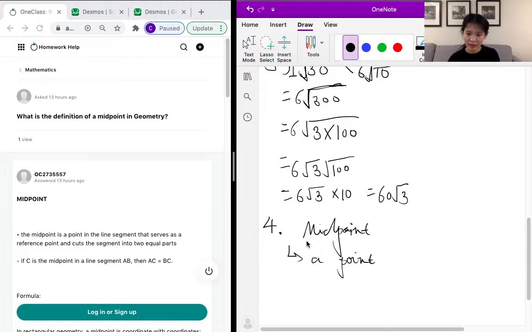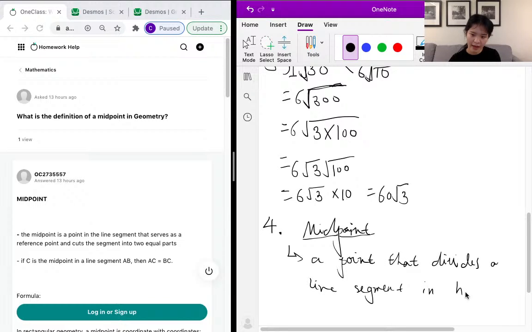But basically, a midpoint has a really logical definition, because mid is half and point is a point. So a midpoint is just a point that divides a line segment, or a line or a ray, depending on how you call it and where you're from, in half. Basically it's a point that divides a line segment in half.